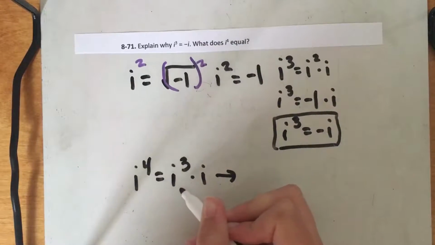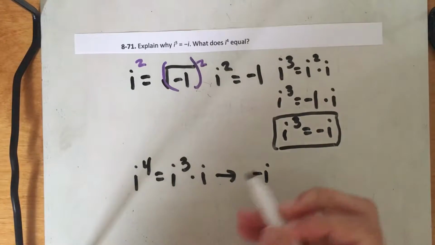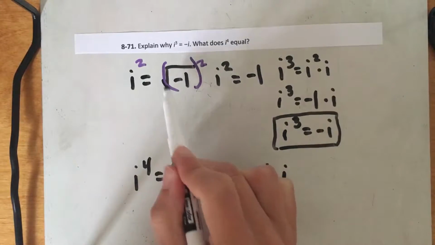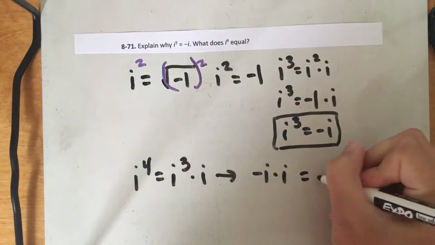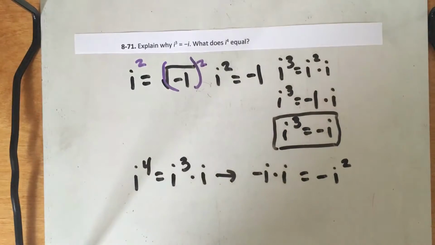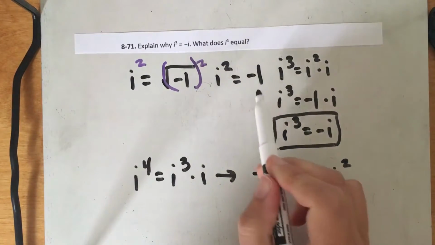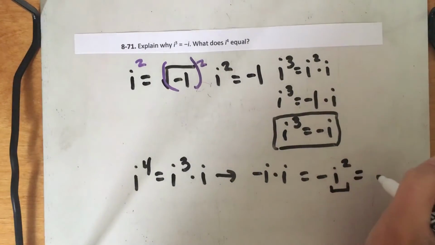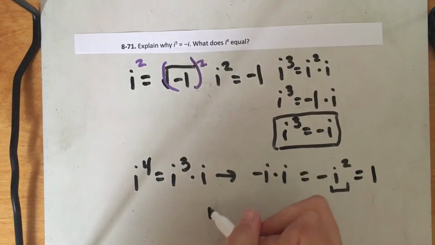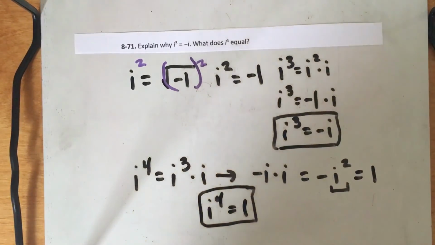So i cubed, we just found out over here, is worth negative i, and then we're just going to say it's i also. We aren't going to use the square root sign to define i, we're just going to leave it as the letter. So these two things multiplied give me negative i squared, and then i squared, this little part right here, is worth negative 1. So I have negative times negative 1, which gives me positive 1. So really i to the fourth is worth positive 1. Hopefully that helps.